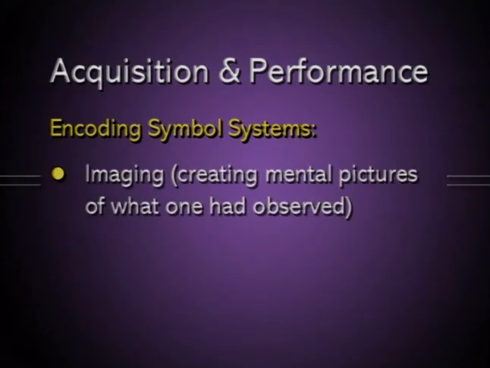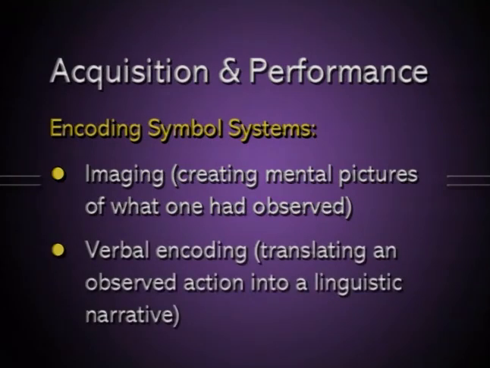The first is imaging. We'll call it imaging. It's creating mental pictures of what one had observed. And the second is verbal encoding, or translating an observed action into some kind of linguistic narrative. Now, in today's work and research on cognitive processing, I think people would think this was very simplistic, to just talk about verbal encoding or pictorial imaging.